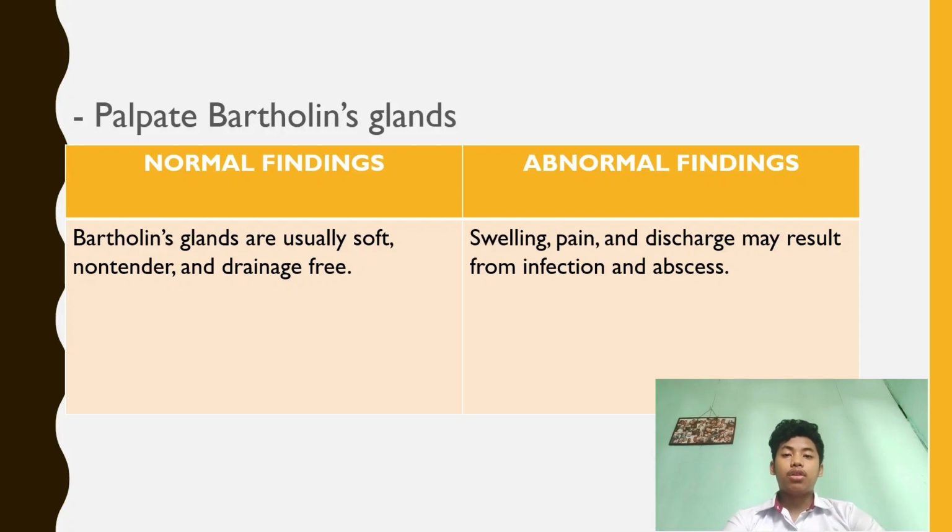Palpate the Bartholin's gland. If the client has labial swelling or a history of it, palpate Bartholin glands for swelling, tenderness, and discharge. For the normal findings, Bartholin's glands are usually soft, non-tender, and drainage-free. For the abnormal findings, swelling, pain, and discharge may result from infection and abscess. If you detect a discharge, obtain a specimen to send to the laboratory for culture.